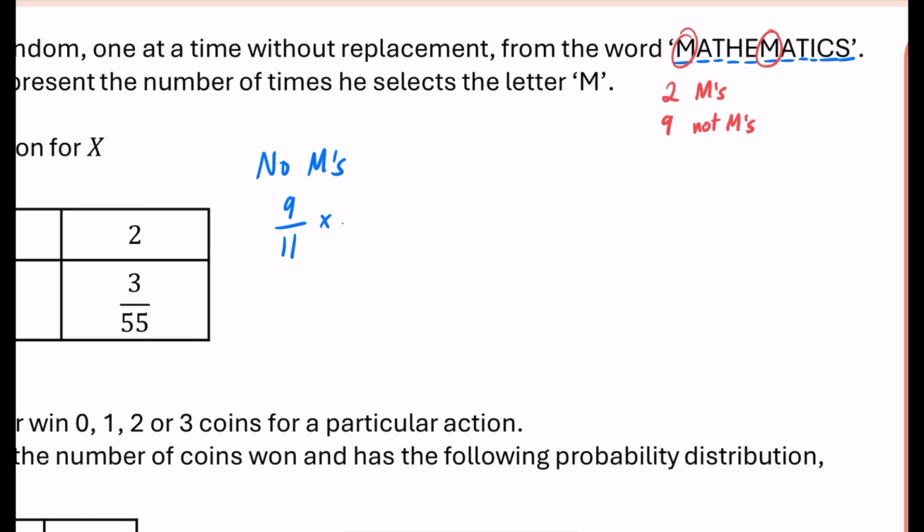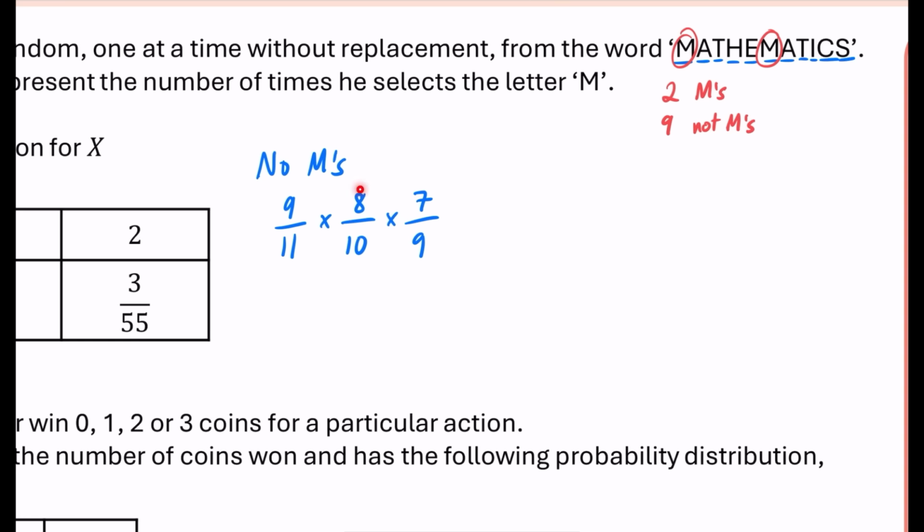But for the second pick, there are now only 10 letters. And when we get to the third pick, there will only be 9 letters. But if we've also picked a letter that is not an M, one of those 9 not M's has gone, so there are now only 8 of them for the second pick. And then for the third pick, 2 of those not M's have already gone, so there will be 1 fewer than the previous, which means that there will be 7.